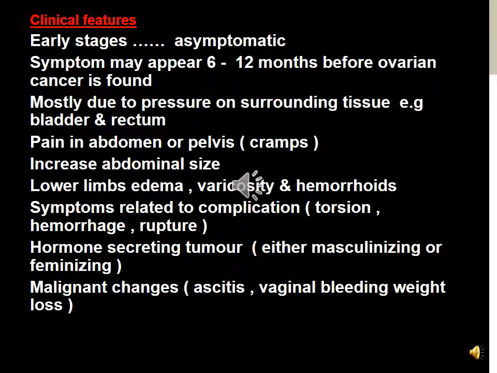Now I am going to talk about the clinical features. How may a patient with an ovarian tumor present? Usually it is asymptomatic. The symptoms may appear 12 months before the ovarian cancer is found. So the patient may have a cancer a year before the symptoms appear.